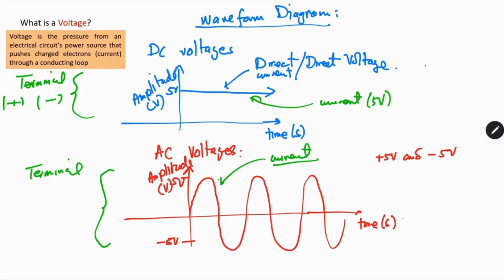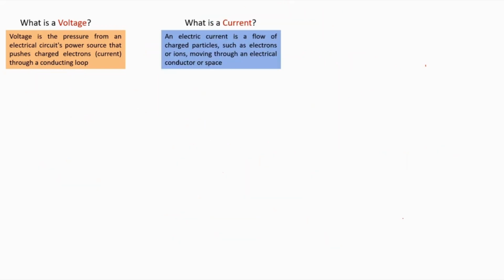So now we can look at the definition for the current. An electric current can be described as the flow of charged particles such as electrons or ions moving through an electrical conductor or the space. So from this definition, we all know that nowadays we normally connect an electrical circuit through a wire, also known as the traces.